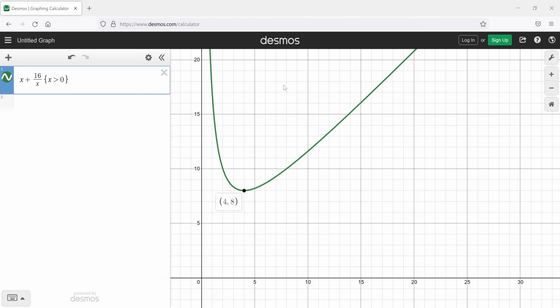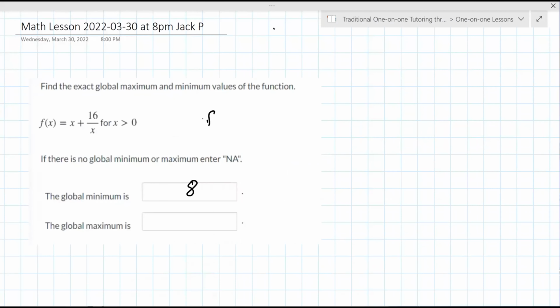Now, if I go back and share my other screen, we can confirm that using some calculus. The way you do this is you find the derivative. The derivative is 1 minus 16 over x squared. You set it equal to 0, and when you solve for x, you get x equals plus or minus 4. Because x is only greater than 0, you exclude the negative one.